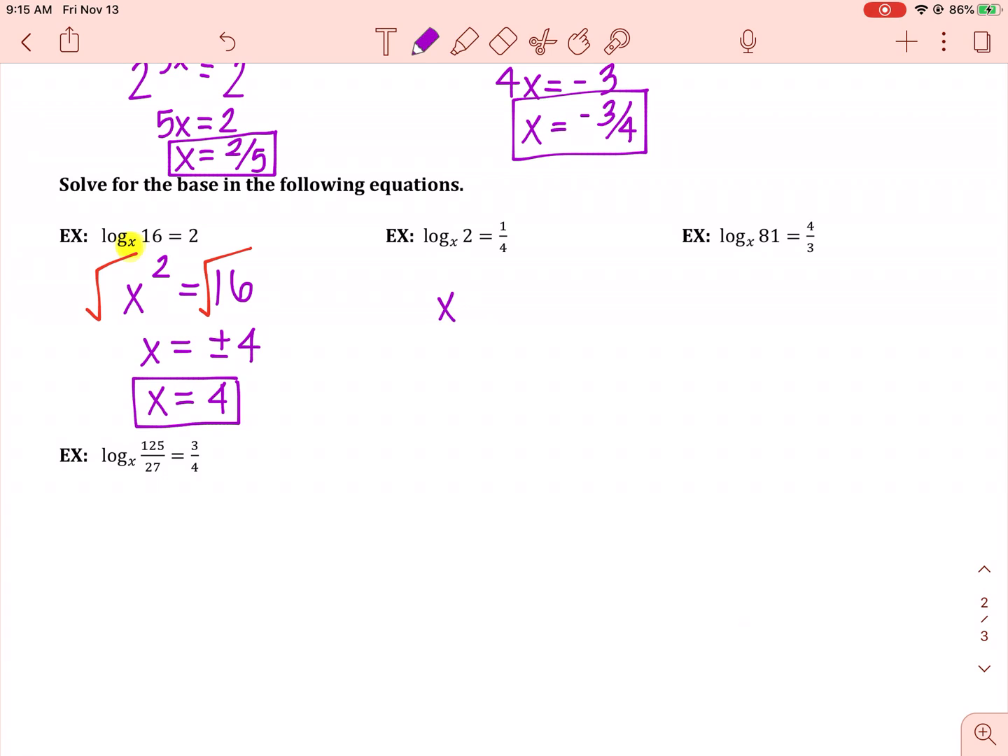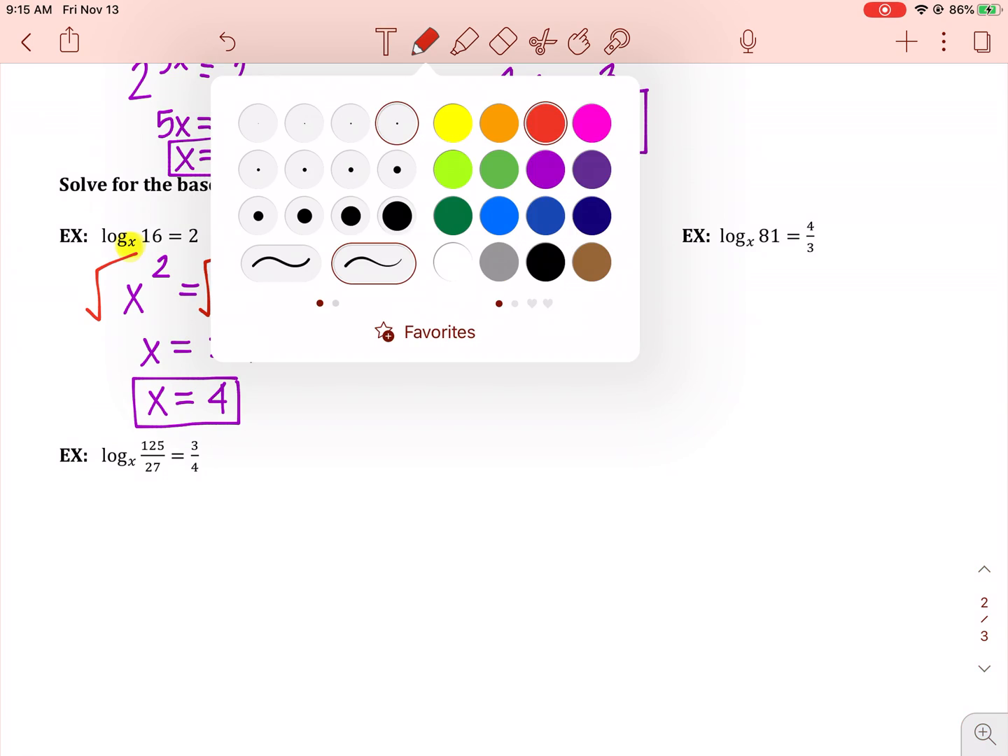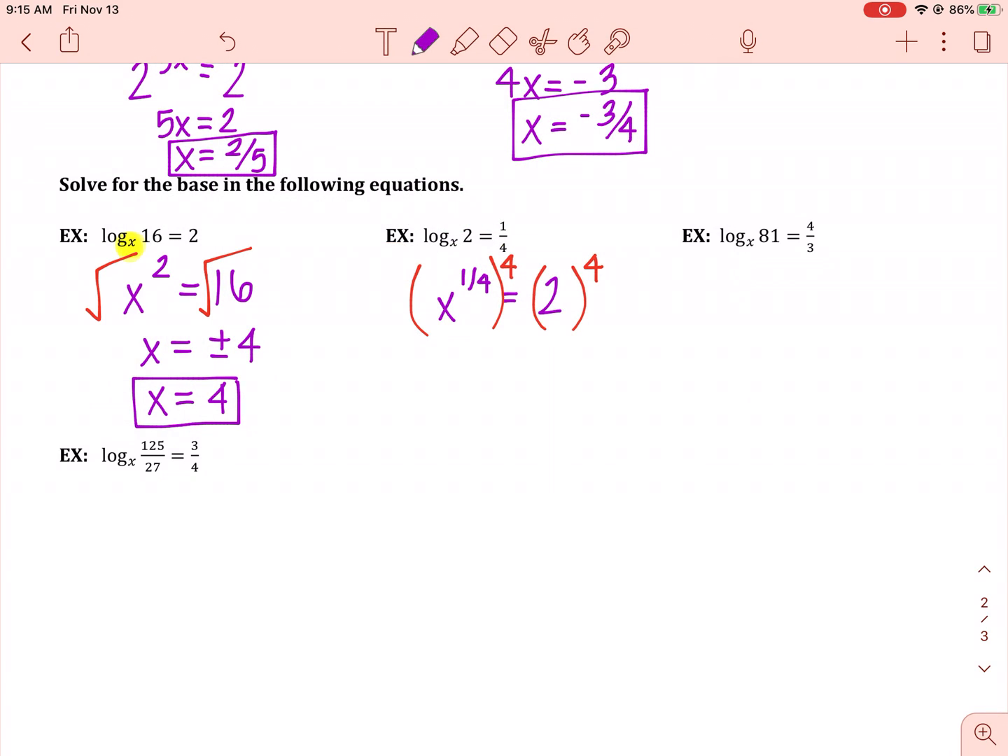Let's try the next one. You will have x raised to 1/4 equals 2. Just change into exponent. And now we need to undo that power of 1/4. Well, think about our power to a power rule. If we raise both sides to 4, the left side exponents can cancel out. 1/4 times 4, 4 over 4 is 1. So you have x to the first equals 2 to the 4th, 16.